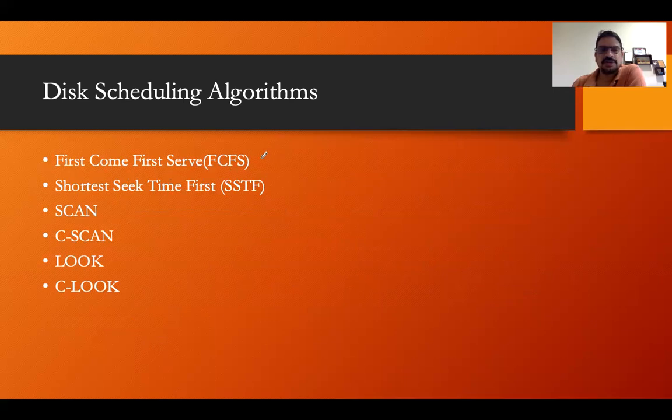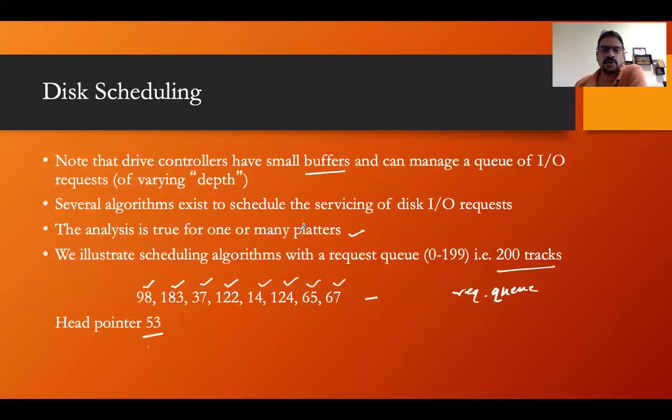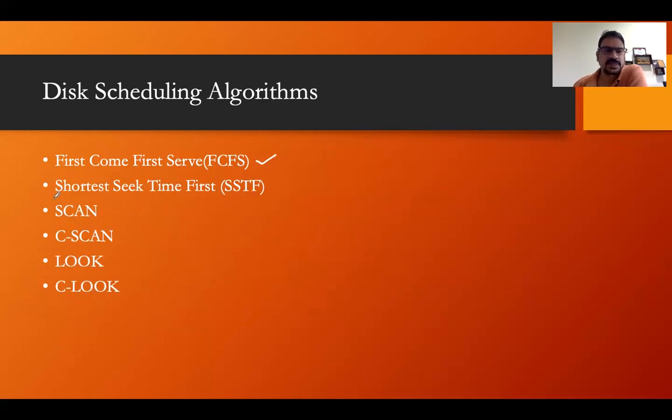The first scheduling algorithm is called first come first serve. So it depends upon what is coming in your queue. So if your first request is 98, 98 will be served. Then the next request is 183, 183 will be served. Then the next is 37 and 37 will be served. And that way it is going to serve up to 67.